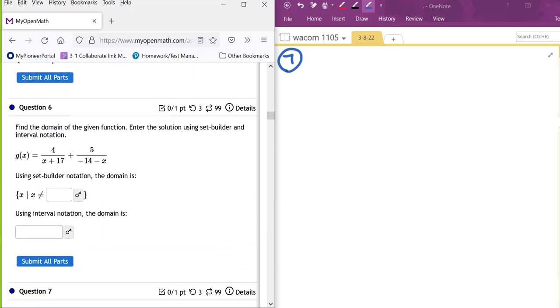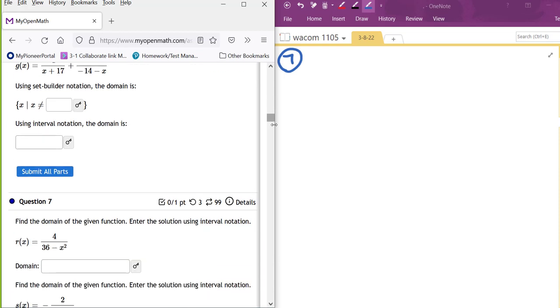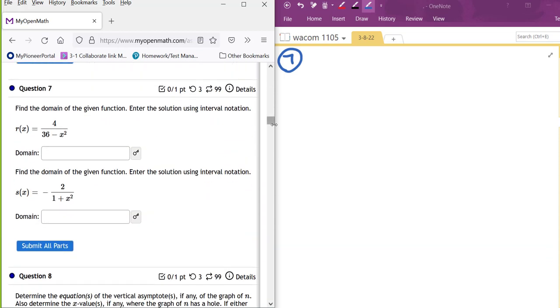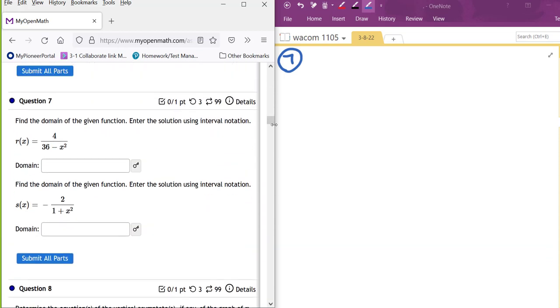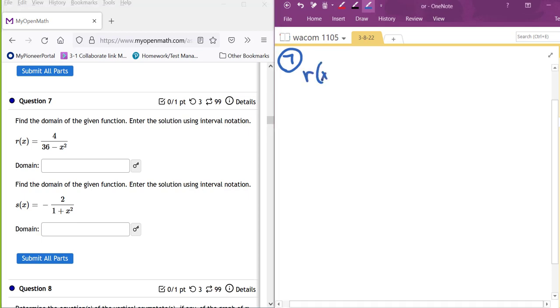Six, you just have to do it for both fractions. See when either one would be 0 and throw those away. Seven starts the same way, right? It gives us a rational function, r of x, equals 4 over 36 minus x squared.